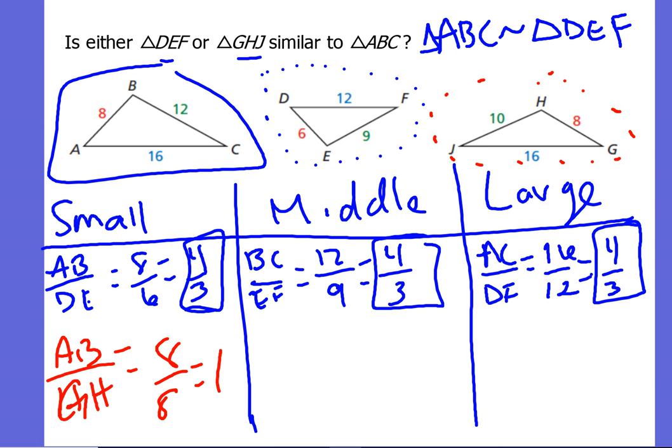So if this is going to be similar, that means the small, the middle, and the large sides will all equal 1 for the scale factor. But what really happens if they all equal 1? Are they similar? No, they're congruent to one another.